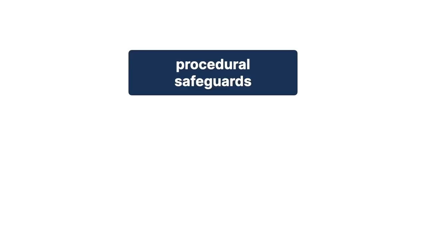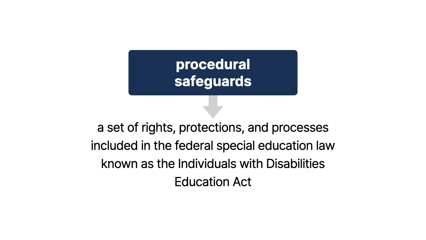The procedural safeguards are a set of rights, protections, and processes included in the federal special education law known as the Individuals with Disabilities Education Act, or the IDEA. The Procedural Safeguards Notice is a document containing these rights that's given to the parents of children who are either eligible for special education or children for whom there's reason to suspect they may be eligible for special education services.